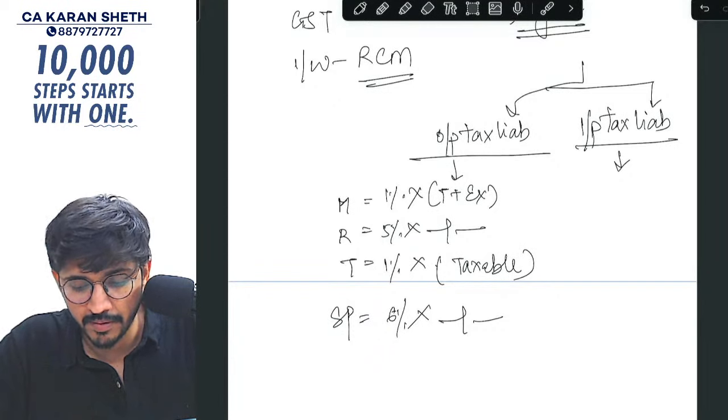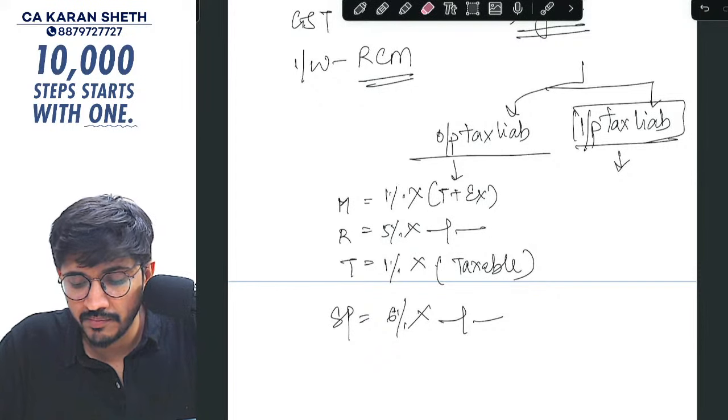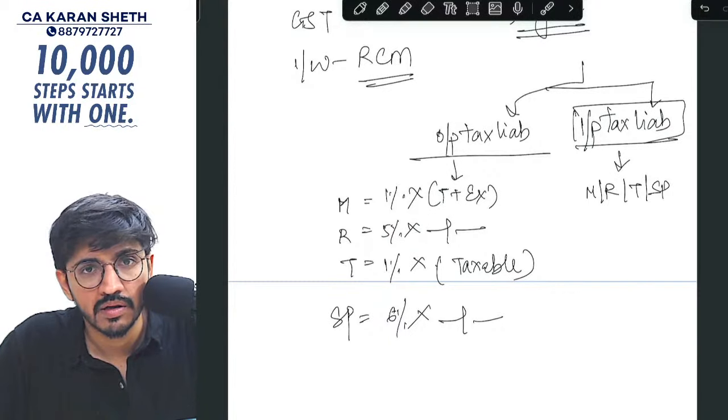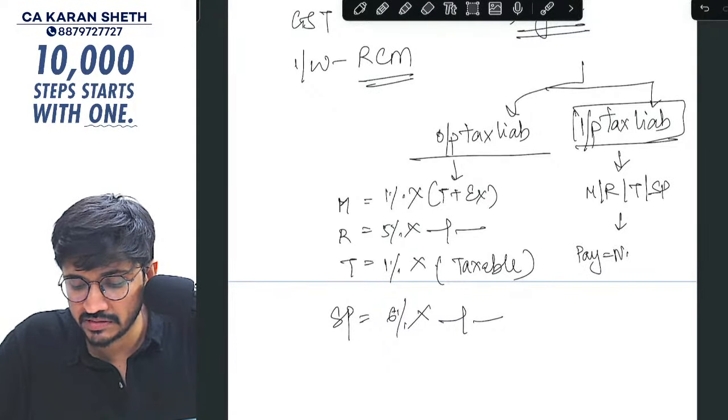Okay, perfect. And in input tax liability, always remember, whoever you are, manufacturer, restaurant, trader, service provider, in case of input tax liability, always pay tax at normal rates.